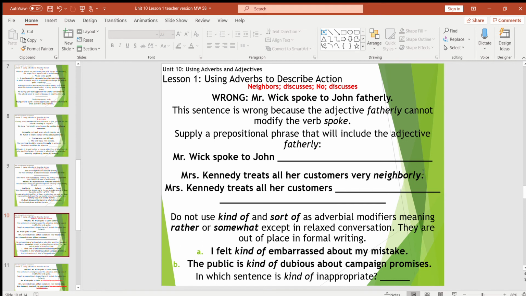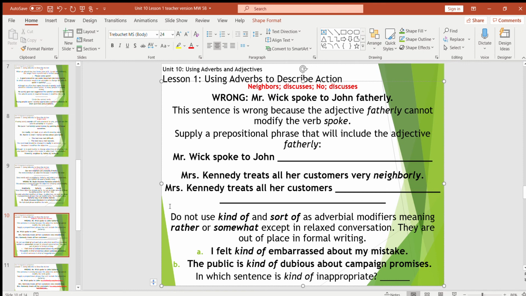And circles to highlight. Do not use kind of and sort of as adverbial modifiers meaning rather or somewhat unless you're talking in relaxed, informal conversation. Informally, it's fine to say kind of, sort of, whatever, but in formal writing, it's kind of frowned upon.